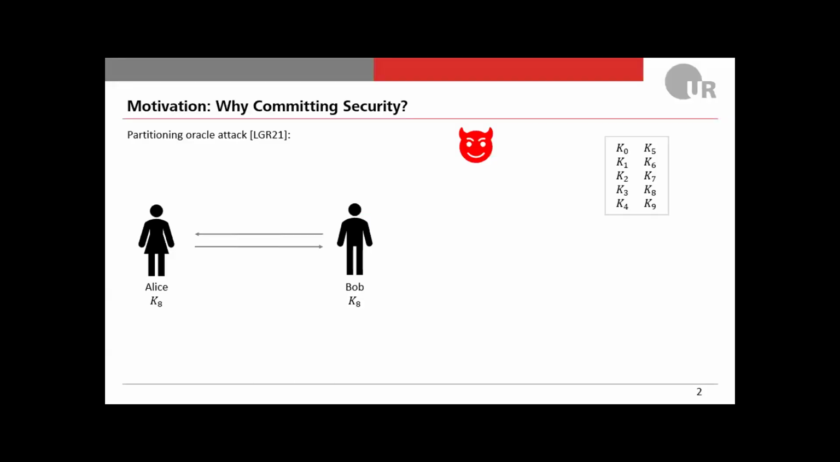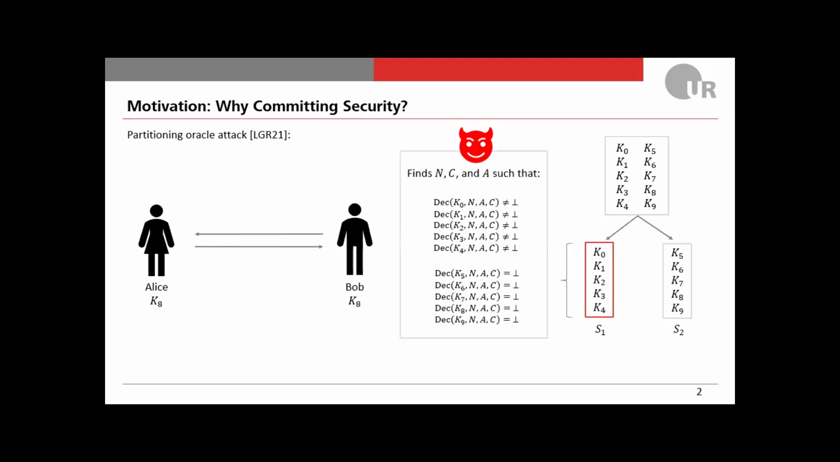Let's start by looking at the following situation. Alice and Bob are using some AE scheme to communicate with each other, and there's an adversary that wants to recover the key that they use. The adversary has access to a key dictionary that could stem from some leaked password data. In the partitioning oracle attack, the adversary splits this set into two and computes a ciphertext as well as nonce and associated data such that they decrypt validly under each key from the first set, but under none of the keys from the second set.